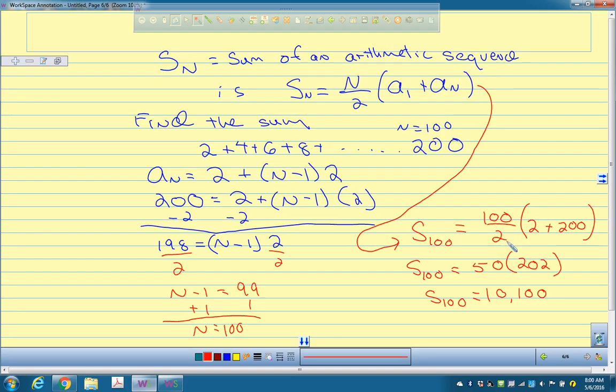So here you go, your turn to try. Ready? Find the sum. Oh, there we go. I know it's a lot of math. This is good math, though. This is fun math.